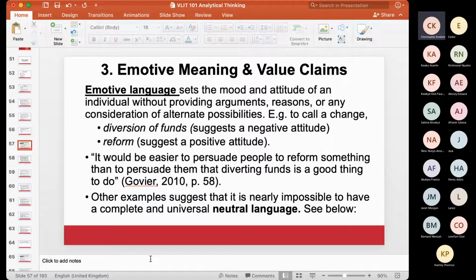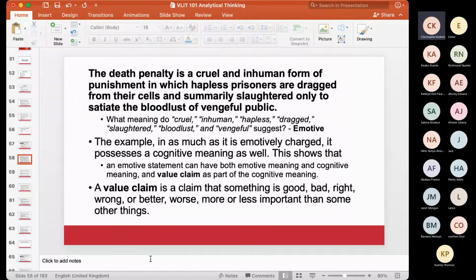Very, very, very important. So scholars also say that we cannot really have what we call a universal, neutral language. So there's nothing like being neutral. You are either in the negative, or you are in the positive. So there is nothing like neutral emotive language or neutral emotional language. It is either positive or it is negative. All right. So these are the issues that we need to pay attention to.